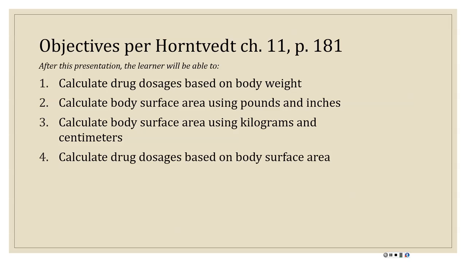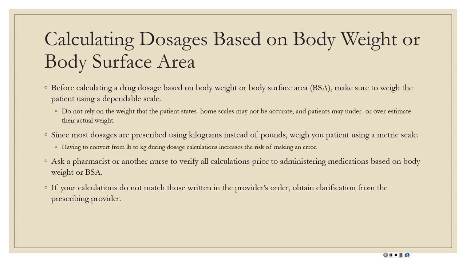Sometimes a healthcare provider will use body surface area because it's a more accurate way to administer a medication, and so a lot of times we see body surface area, or BSA, used in chemotherapeutic agents. The main thing we want to keep in mind is that the goal of this is to give a more accurate dose, and so it's very important that we have an accurate weight for that client, and so we're using a scale that's reliable or consistent, and we're ensuring that we're not just taking a stated weight from the client.